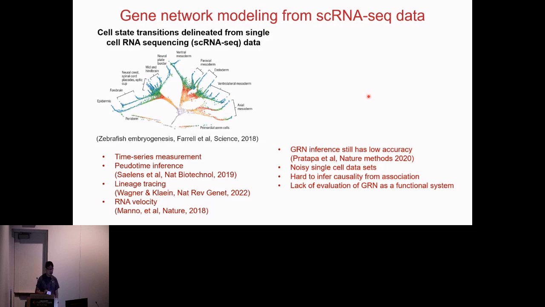However, when it comes to network construction, although there are a lot of exciting methods out there, as we learned from the previous speakers throughout the few days of the conference, the inference still has very low accuracy, as demonstrated in several benchmark studies, including the one I put over here. Partially, this is because single-cell seq data are pretty noisy, with a lot of dropout artifacts and also biological noise. And it's hard to infer causality from these associations.